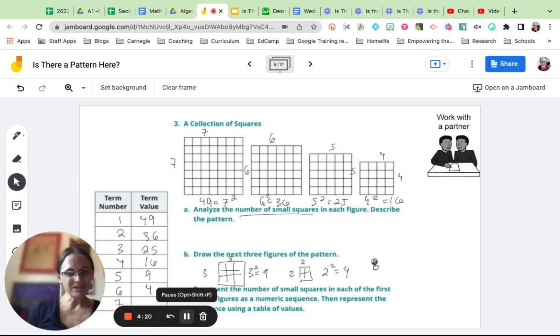The last one's actually kind of hard to think about, isn't it? It would just be 1 by 1. And 1 squared is 1. So those are the next terms in our sequence. We could also write this as a list if we wanted to. So these are just our perfect square numbers starting at 49 and working backwards until we get to 1.